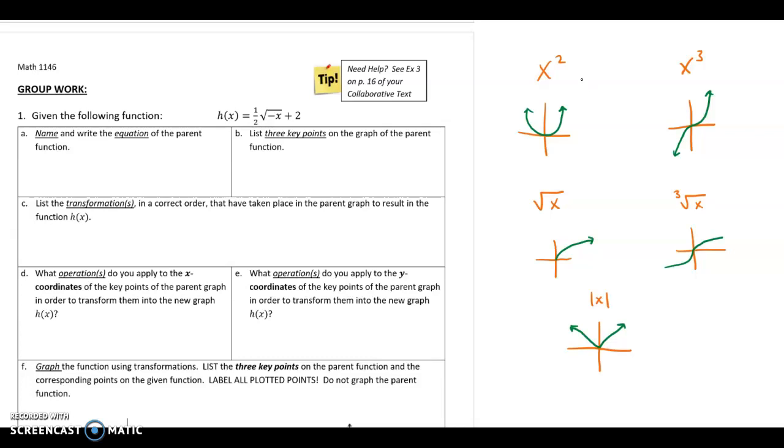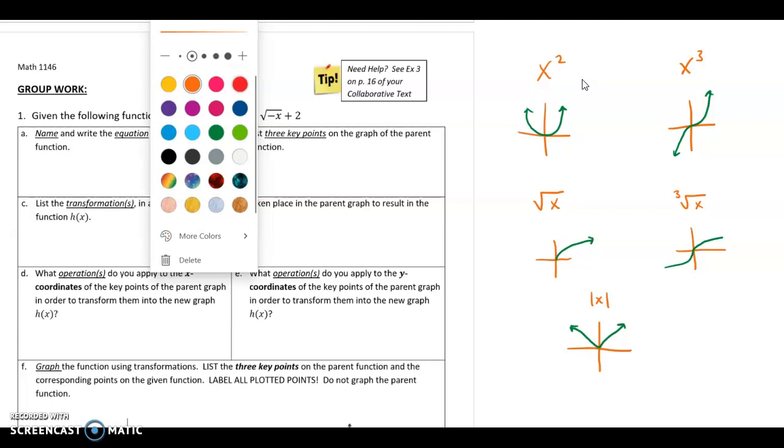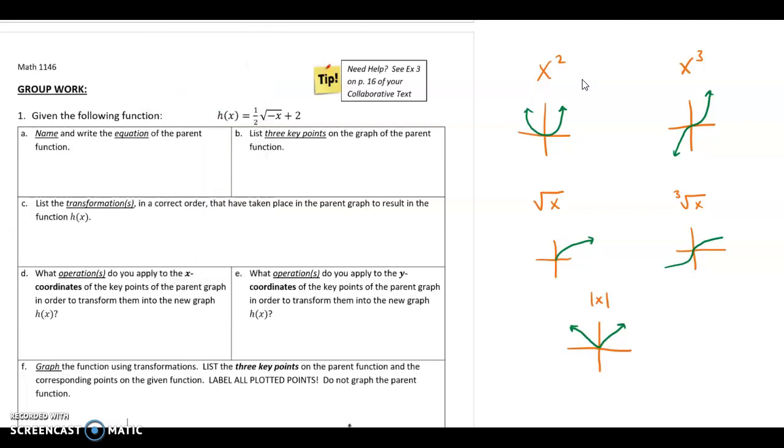So you need to know, if I give you a function, what the general graph would look like. Once you know what that graph looks like, what we can do then is get what's called our key points. So knowing what the parent function is and then being able to get key points is a really, really important piece.